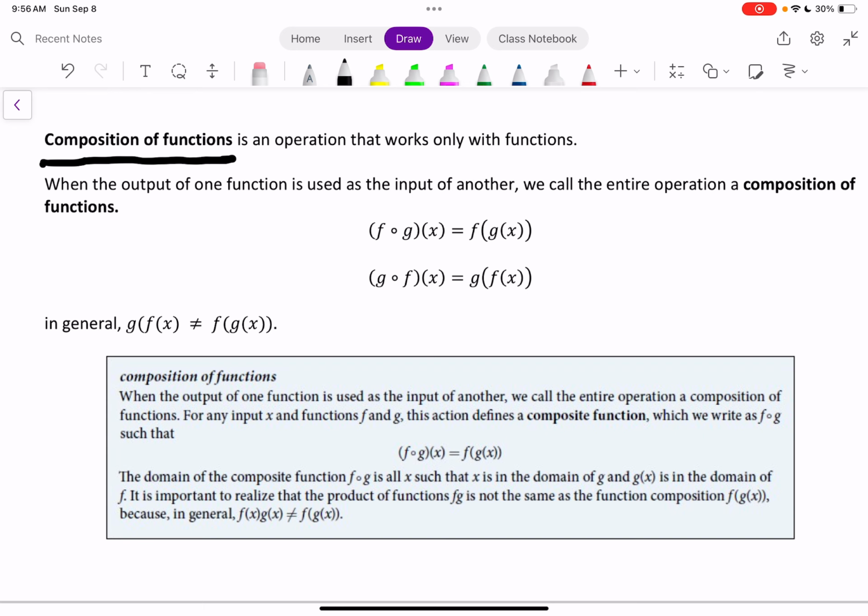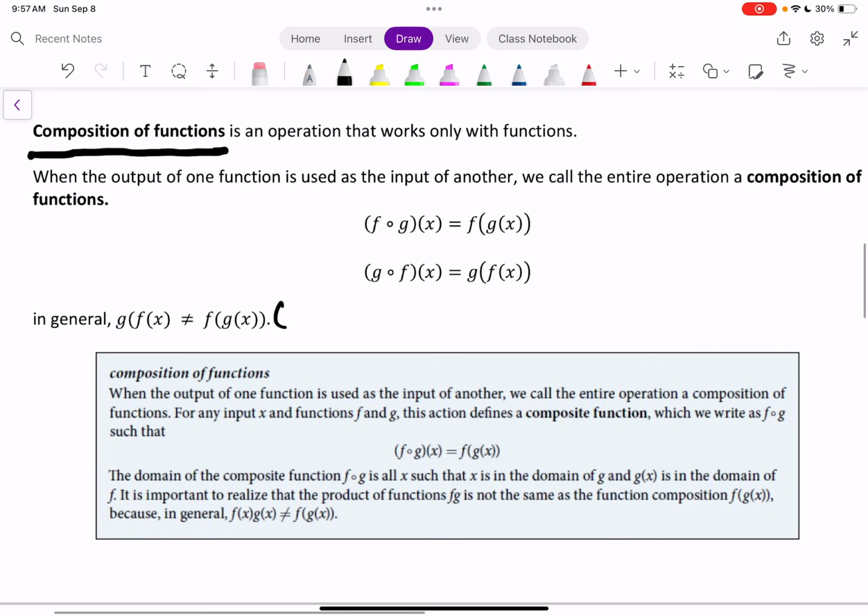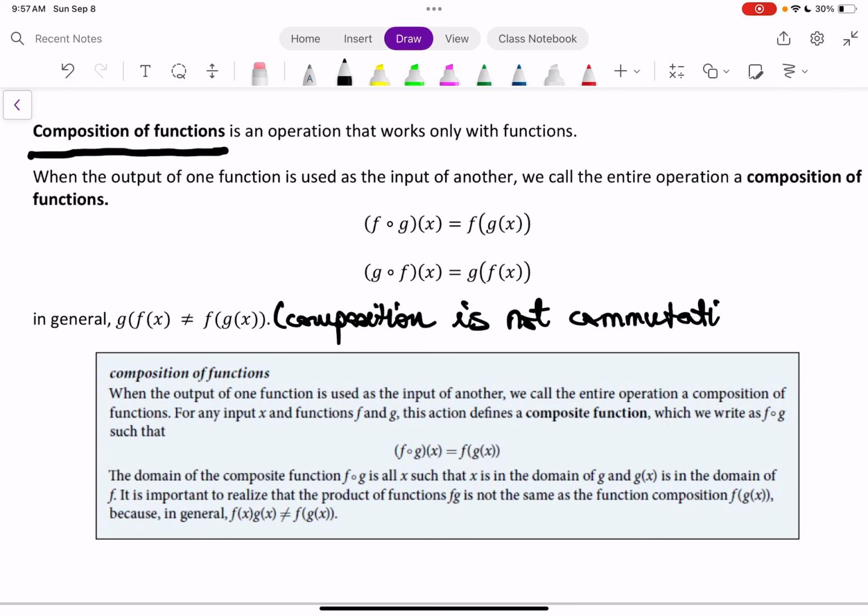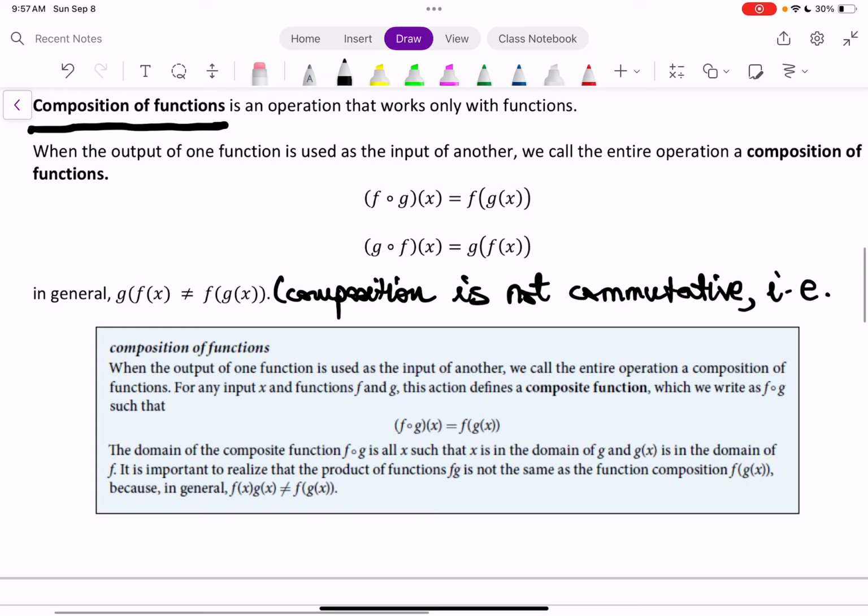So in general, composition is not commutative. That's what it says here. Composition is not commutative. In other words, the order matters.